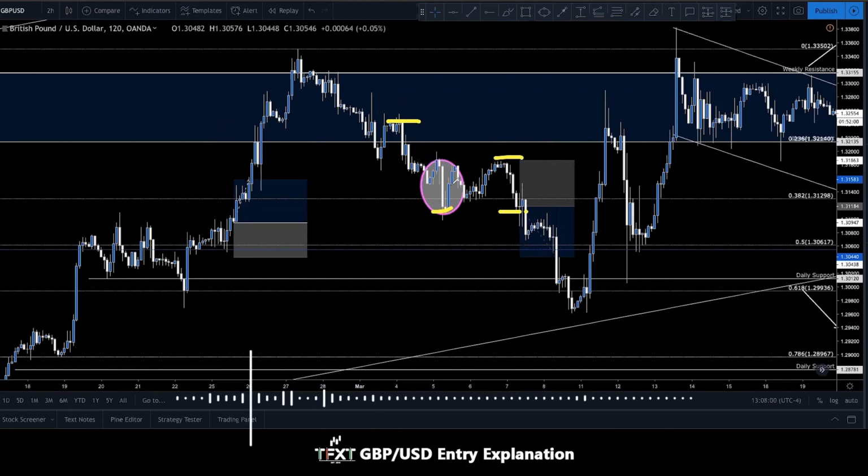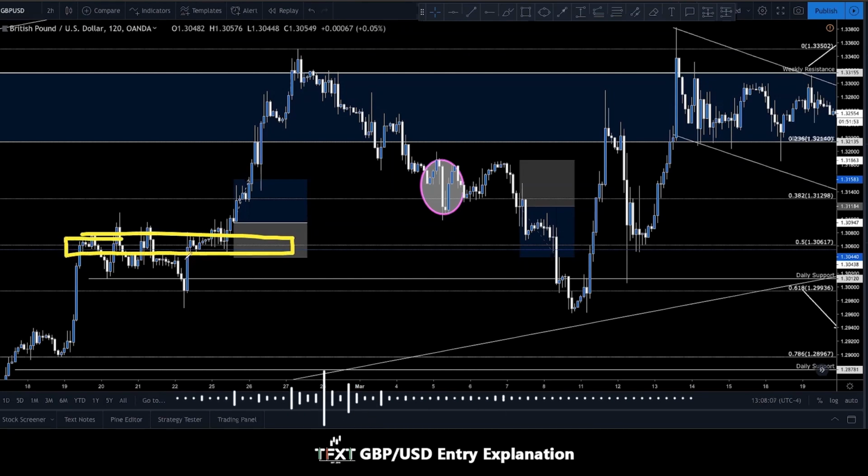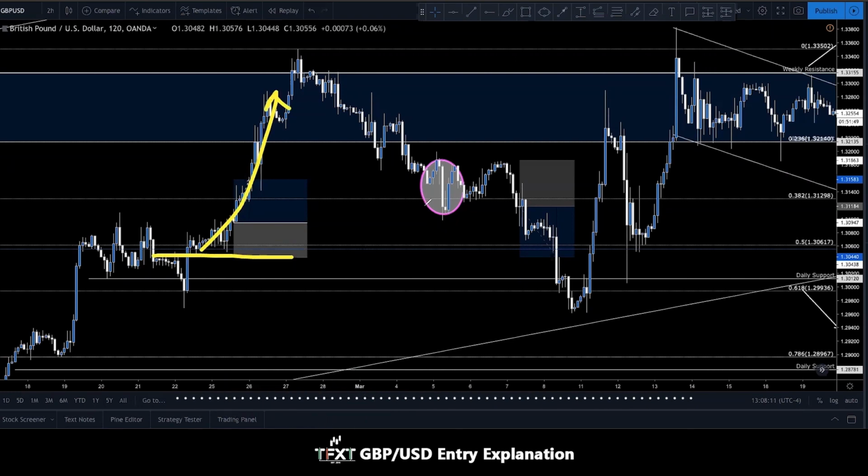And so we can see that price did push exactly as expected. Just want to show you guys the targeted area was in the previous highs, also where this short-term impulse had begun. And so those are the reasons why I took GBP USD. Hope you guys enjoyed that one.